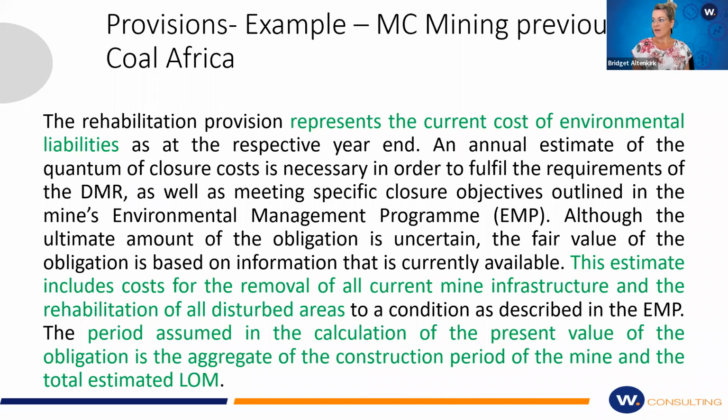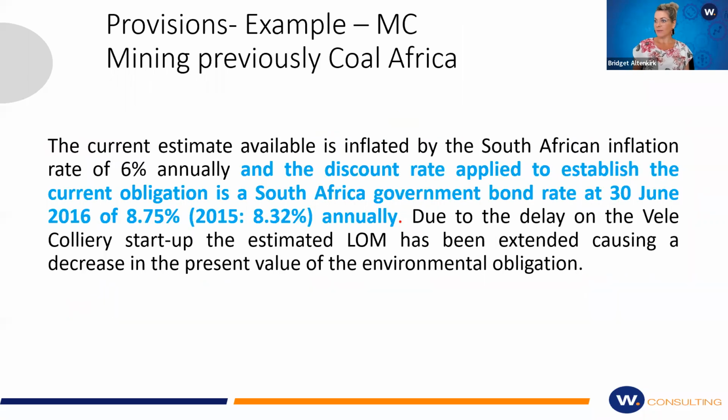And you can see it says the estimate of the provision liability includes costs for the removal of all current mine infrastructure and the rehabilitation of disturbed areas. The period assumed in the calculation of the present value is the aggregate of the construction period and of the life of mine. They also then tell us what is the discount rate that they used, and they started with the government bond rate of 8.75, and then they've given us the comparative amount, the rate that they used. So this is just illustrative disclosure of that information which the entity would have presented in their financial statements around their provisions and the measurement of that provision.